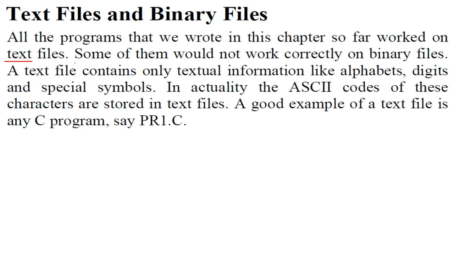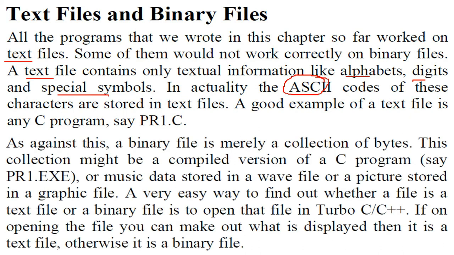Text file, also with binary file. A text file contains textual information like the alphabets, the digits and special symbols, but actually all these are ASCII codes. For example, if we have some file like this, then when you open it in a text editor, you will find the text, but the binary file is just a collection of bytes. It may be a compiled program, or it can be an object file or an exe file. It can be a wave file or a media file.